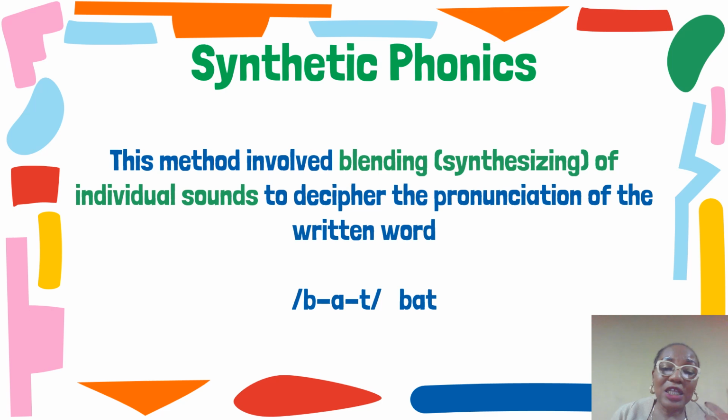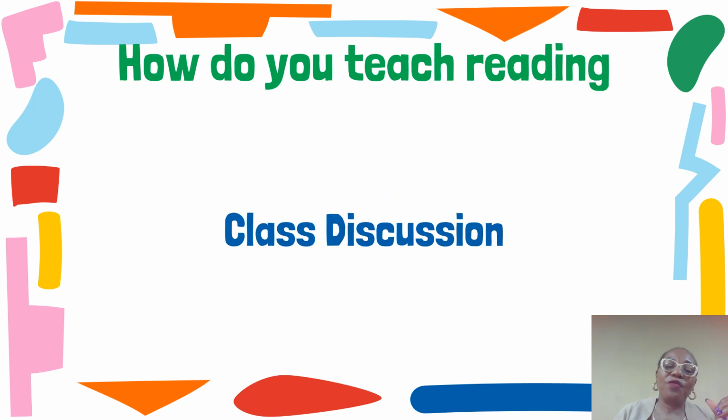And then synthetic phonics developed, and this had to do with blending or synthesizing individual sounds to produce a word. So when you see the letters on paper, B-A-T, and you're able to sound them out as 'b,' 'at,' then you're able to blend the sounds together, saying 'b-at, bat,' and then you arrive at the pronunciation of the word.